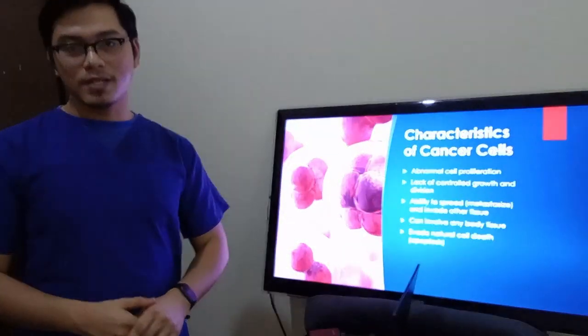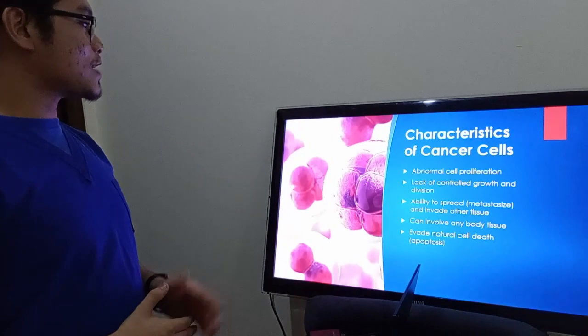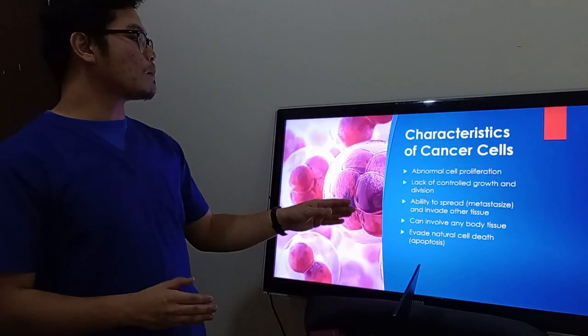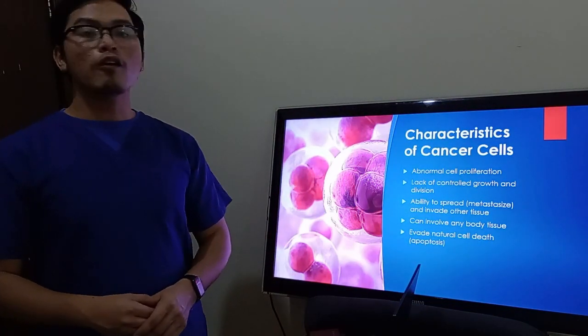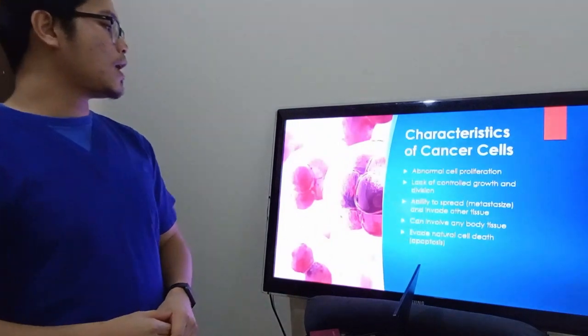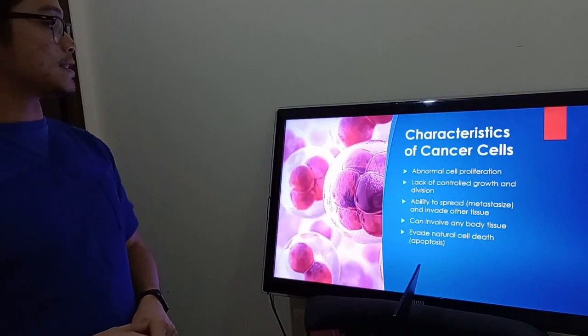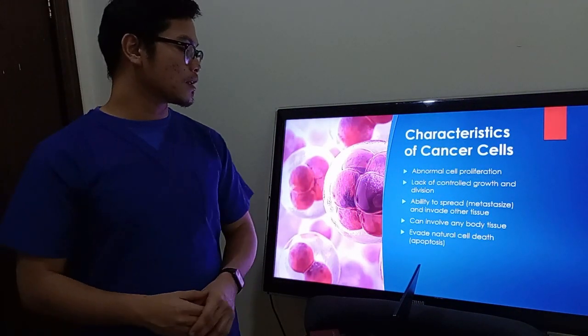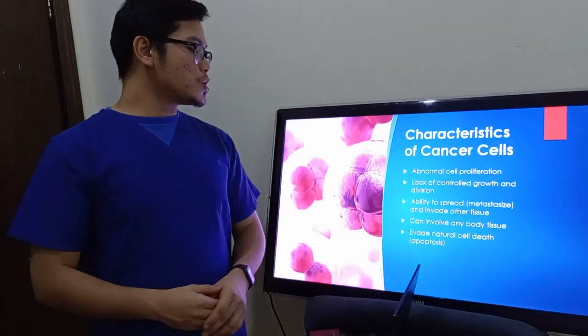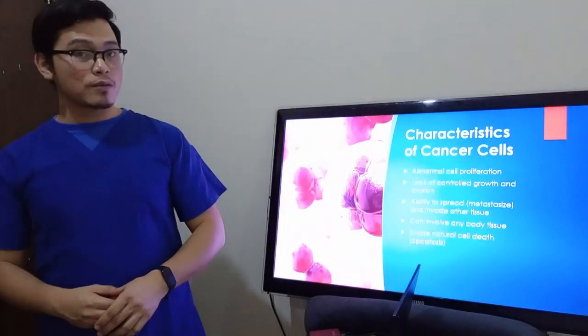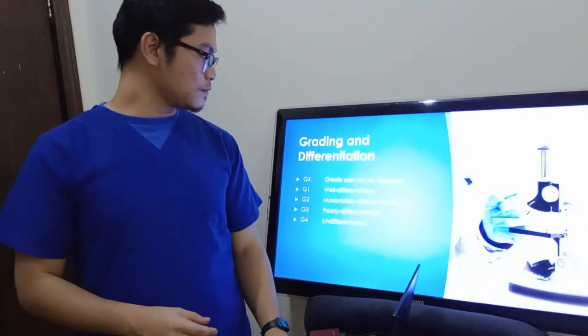So, cancer cells. Cancer cells have characteristics. It is abnormal cell proliferation, lack of controlled growth and division, ability to spread (metastasis) and invade other tissue. Can involve any body tissue, and evade natural cell death called apoptosis.